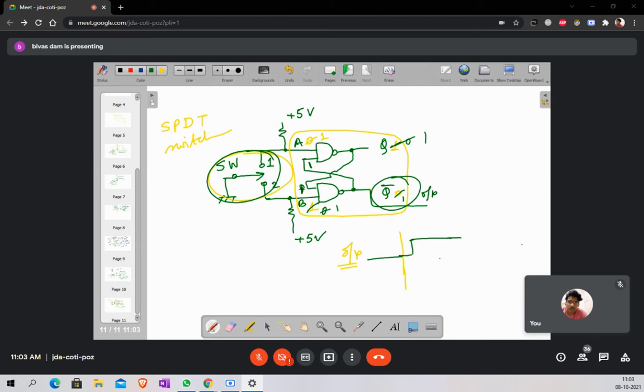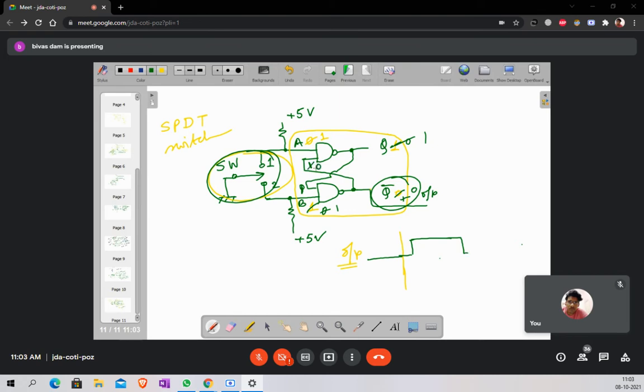Now B is 1 because there is no contact in position number 2. So B is 1. The other input is 1. So Q bar happens to be? 0. So the output moves to 0 state. So that 0 comes here.